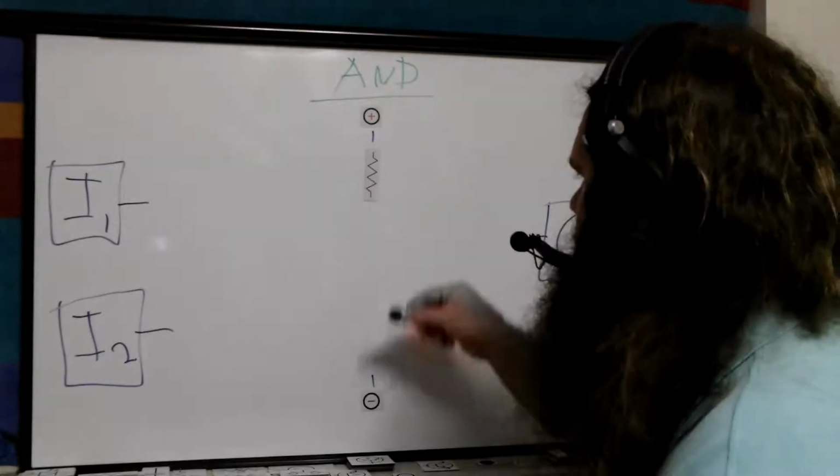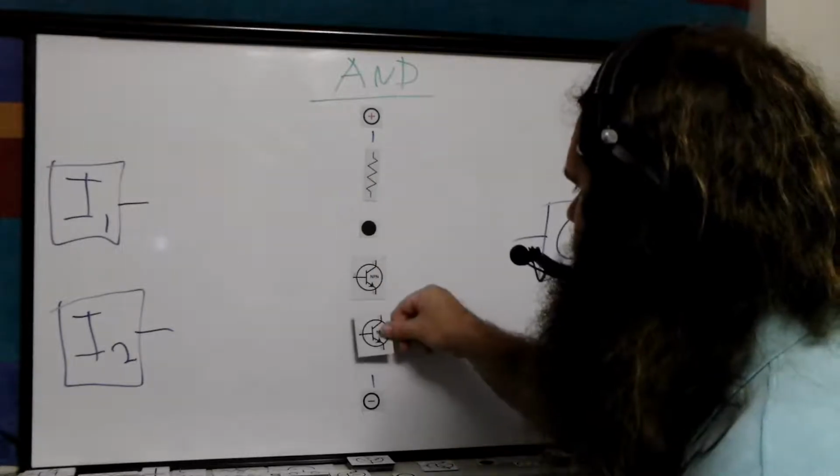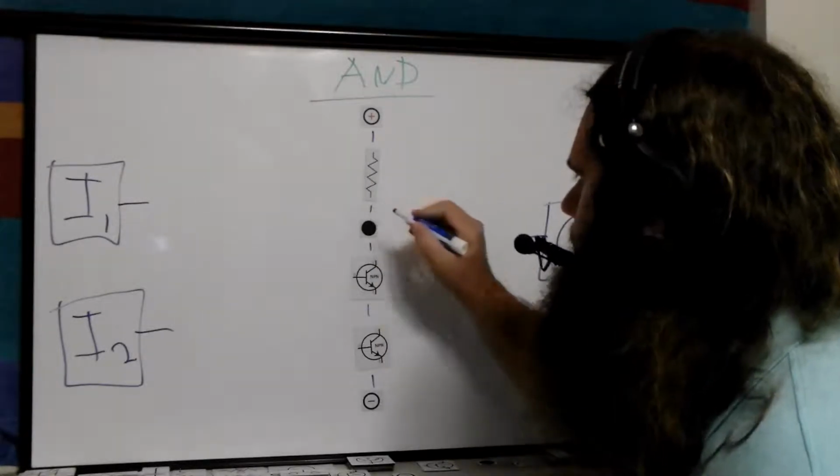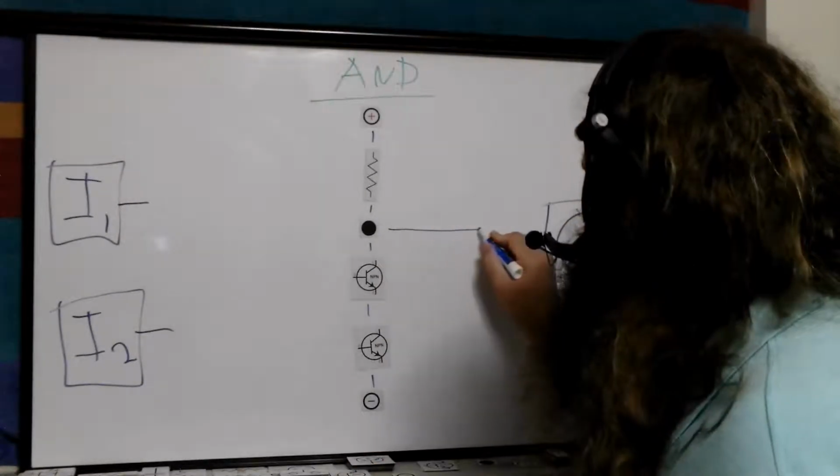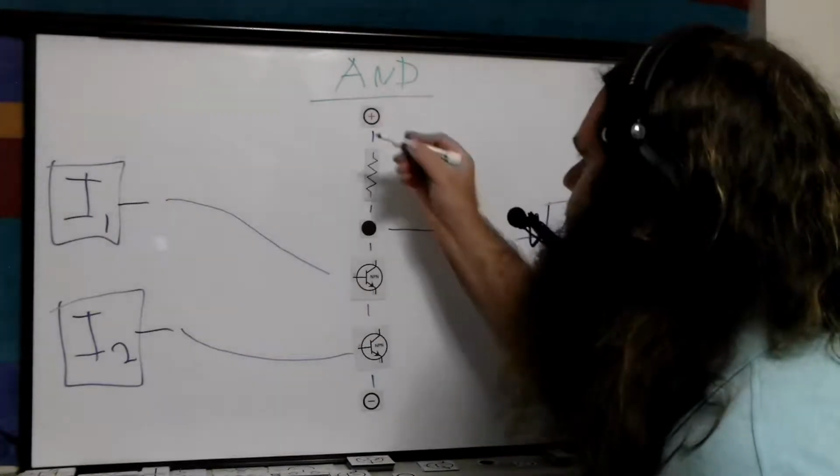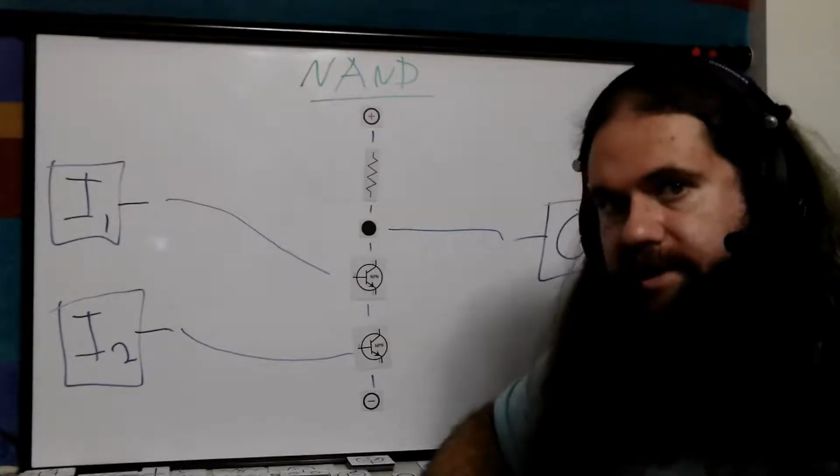We have a resistor, we measure here, and 2 transistors. So we connect these through, just like we did the AND gate, but we flipped it. We measure here. Input, input. This is the NAND gate.